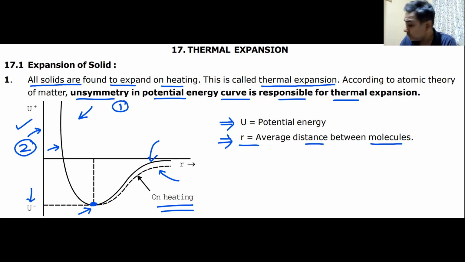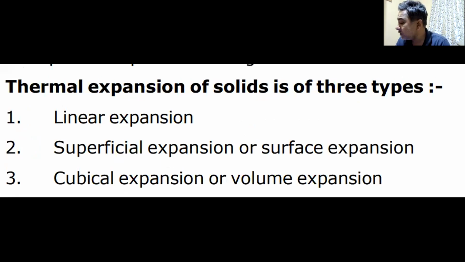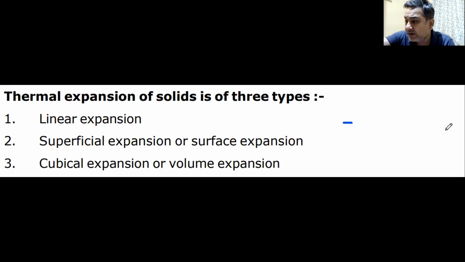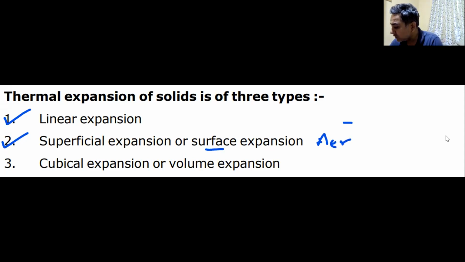Okay. Now, when we talk about thermal expansion of solids, and I hope you can see this, remember, we are talking about solids, not gases. Gases, we have already seen what happens. Thermal expansion of solids, I can think of in three different ways. One is known as linear expansion. One is known as superficial or surface or areal expansion. And the third one is known as volume or cubical expansion.